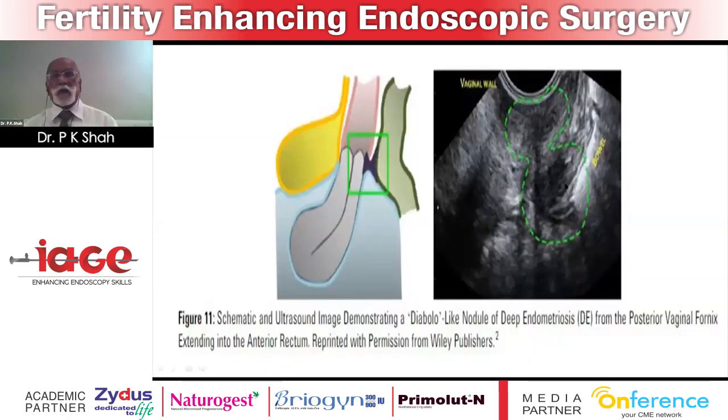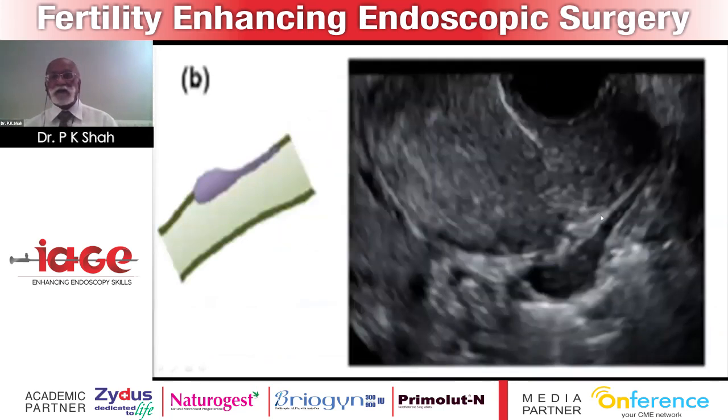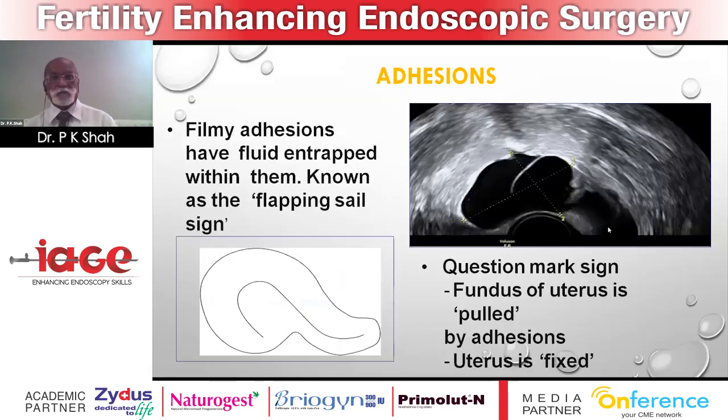Then you can have in the pouch of Douglas this deep infiltrating endometriosis, and you know how deep it is going, so that you can restrict yourself while doing laparoscopic surgery. Very nicely seen is the deep infiltrating endometriosis behind the uterus and in the pouch of Douglas, going down in between the anterior rectal wall and the posterior vaginal wall.